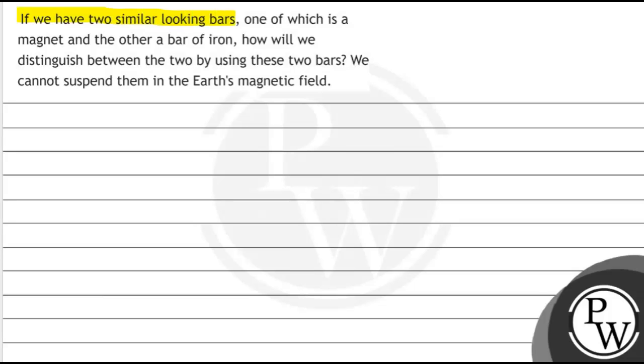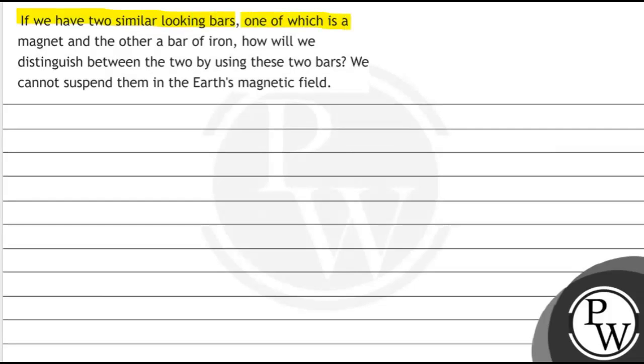If we have two similar looking bars, one of which is a magnet and the other is a bar of iron, how will we distinguish between the two by using these two bars? We cannot suspend them in the Earth's magnetic field.